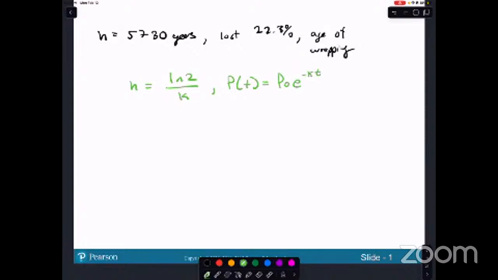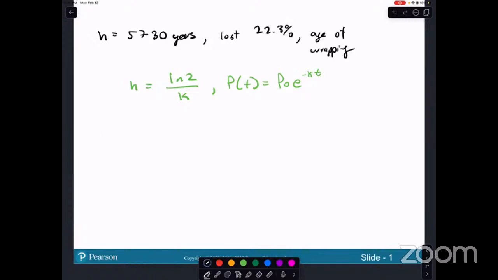Let's see, what do we have? It says it lost 22.3%. So if it started with P naught and it lost 22.3%, that means the final amount, whatever it starts with, right? But we don't have that yet. I'll put it over here.